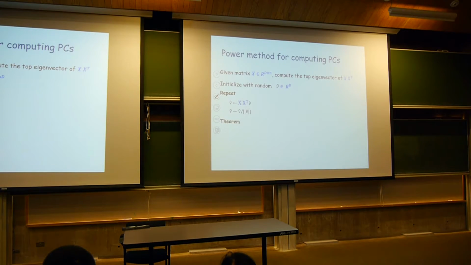Actually, I'm going to skip this. So how do you compute these eigenvectors? I mentioned that the first principal component is the first eigenvector of the sample covariance matrix.